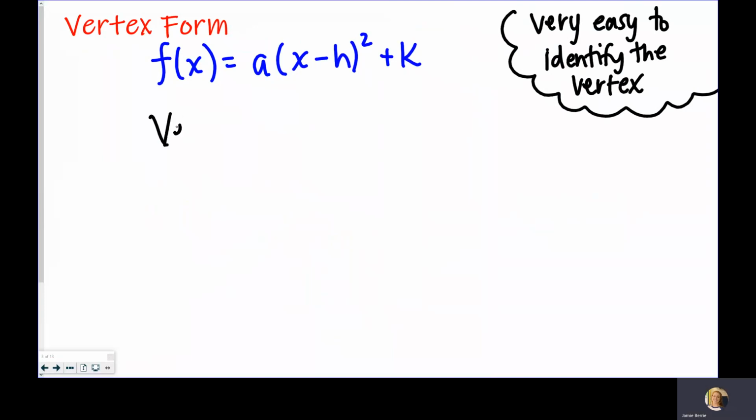Right, and the vertex is a point on the graph, which means that it's going to have two parts. It's going to have an x-coordinate and a y-coordinate. And the vertex of a quadratic function that's in vertex form is h, comma, k. All right, so the h comes from right here. So here's the h, and here's the k.